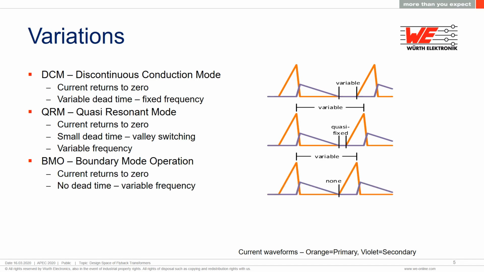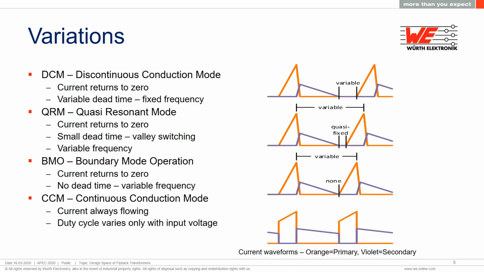In the boundary mode operation, the current again returns to zero as before, but this time there's actually no dead time, so the next cycle begins immediately. This is sometimes called transition mode. Again, this will make frequency variable. Continuous conduction mode is where current is always flowing in the inductor. It never returns to zero. The first half of the cycle begins before the secondary fully discharges. Now, the frequency is fixed and the duty cycle varies only with the input voltage.